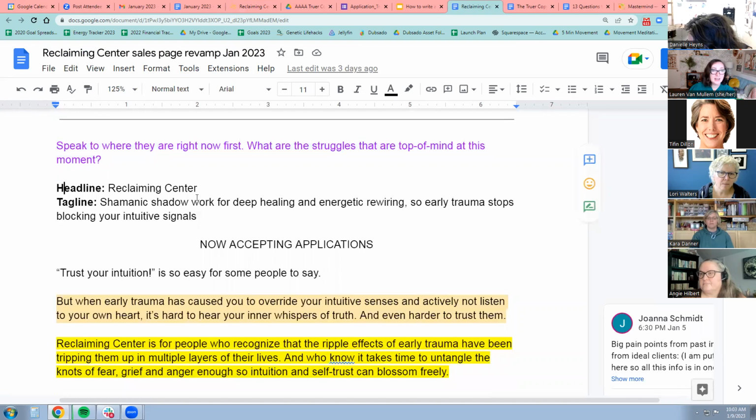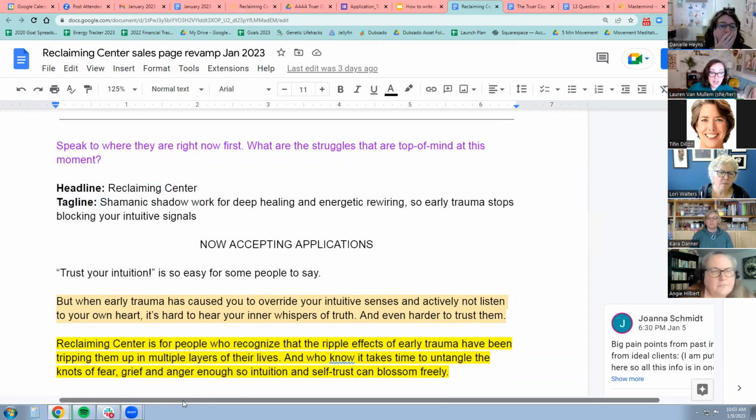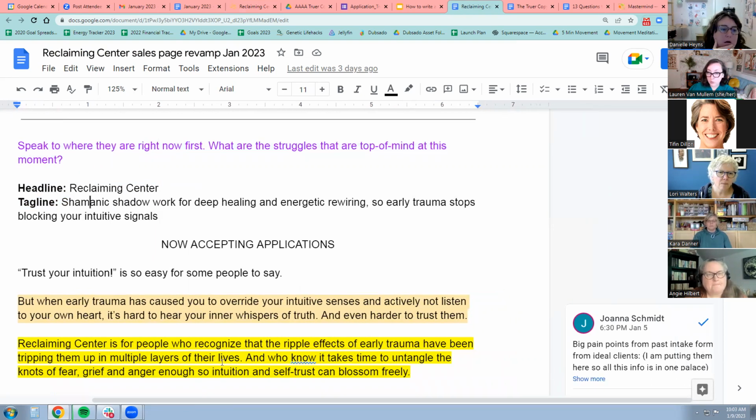So we've got the headline, Reclaiming Center, tagline. This is where we bring in the clarity. And what she does is shamanic shadow work. And her people, very importantly, they know what that is. So we don't need to explain it. They already know. That's a level of awareness that we always need to be aware of when we're talking about our modalities. Do they know what that is? So her people do. Shamanic shadow work, what is it for? What are we helping them do? For deep healing and energetic rewiring.